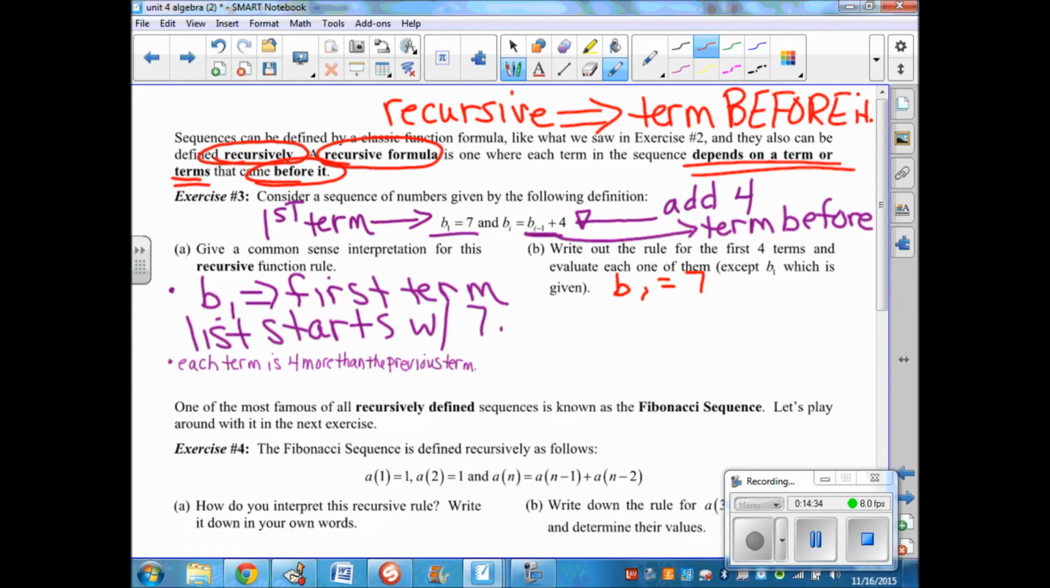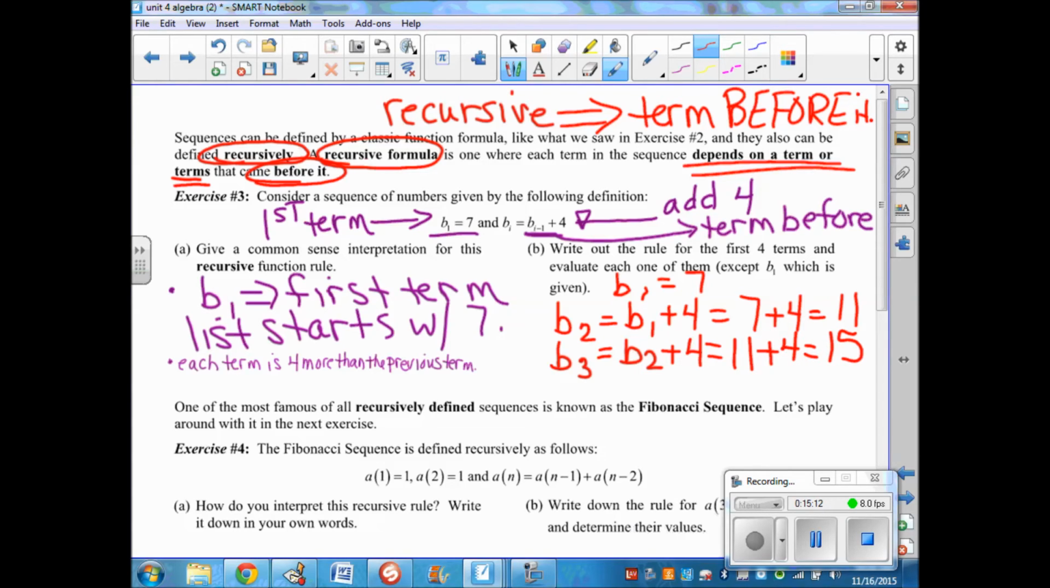So now, how do I get to b sub 2, my next term in line? I've got to take the term before, which is b sub 1, and I've got to add 4 to it. So what was b sub 1? B sub 1 was 7 plus 4, so my next term in line is 11. All right, let's get the next term. B sub 3. How do I get to the third term? I got to take the term before it, which was b sub 2, and I continuously have to add 4 to it. So I'm going to say, okay, well, my b sub 2, which I just found, was 11, but I've got to add 4 to it and get 15.